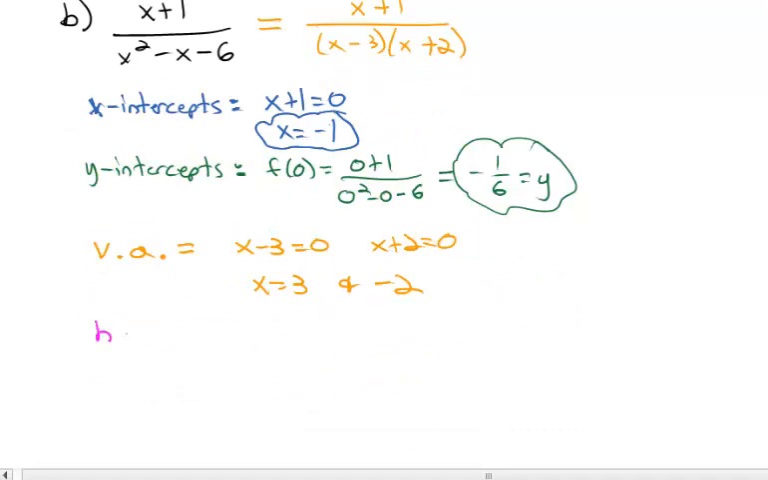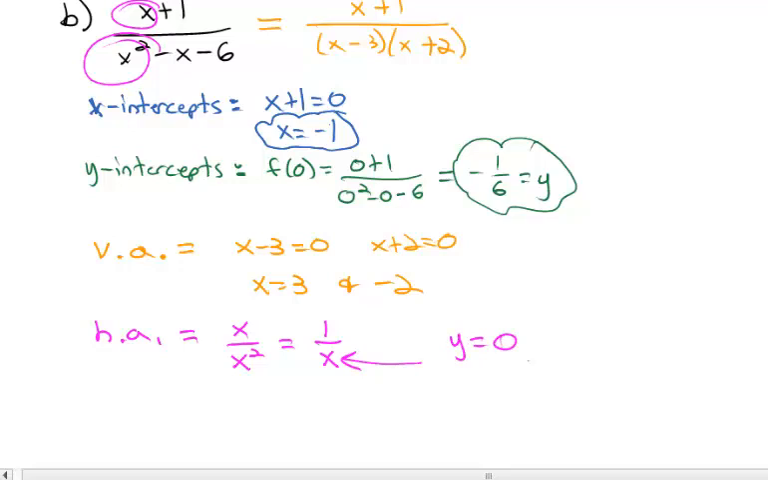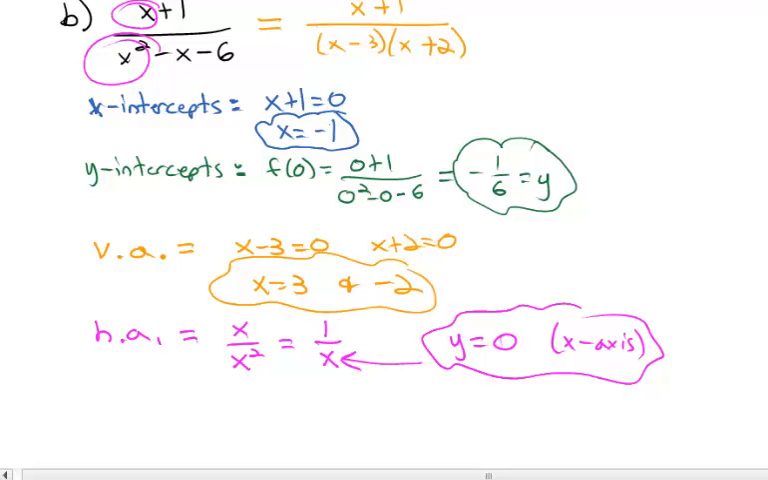And for our horizontal asymptote, we take our leading terms of x and x squared and reduce those to 1 over x. Now, because we have x left in the denominator, the horizontal asymptote is at y equals 0, or the x-axis. So let's see if we can piece this information together to make us a graph.